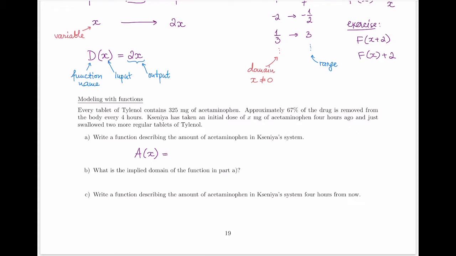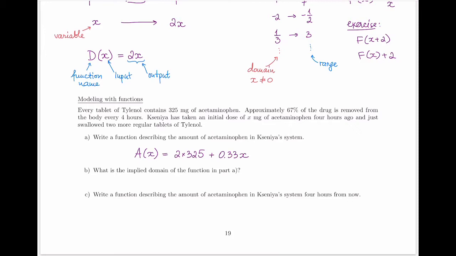So I know I have just swallowed 2 regular tablets of Tylenol, each one of which contains 325 milligrams of the drug, plus I still have whatever is left of the drug from 4 hours ago. I know that 67% is going to be removed, which means that 33% of my initial dose is still in my body. So here I'm going to have to add 33% of the initial dose.